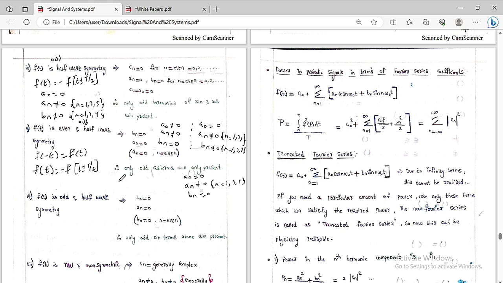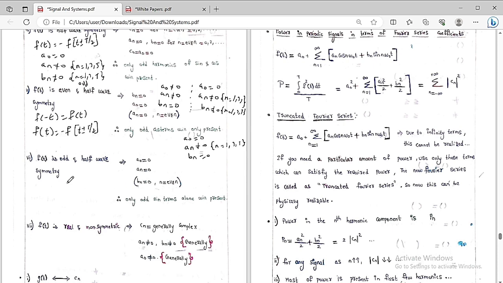So from this we can say only odd cos terms are going to be present. All the sine terms are absent, and all the even cos terms are also absent. Only the odd harmonics of cos terms are going to be present.